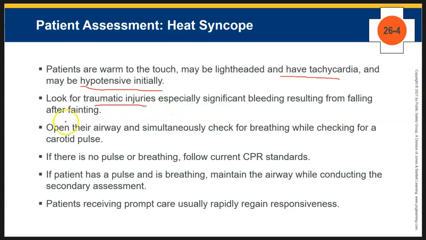In your primary assessment, consider the A's and B's. And then if there is no pulse or breathing, when you check C, follow your current CPR guidelines. If the patient has a pulse and is breathing, you can maintain the airway and proceed with your secondary assessment. For heat syncope, they're rapidly going to regain responsiveness, and we can help restore some of their thermoregulation, make sure that they're hydrated, make sure that we minimize their exposure to the environment.